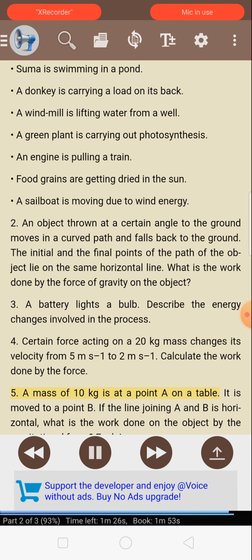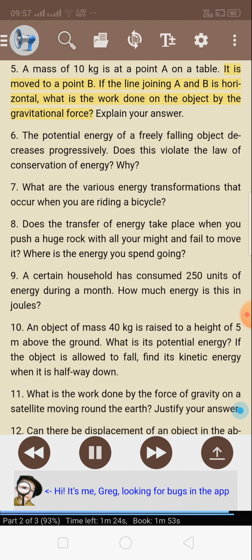5. A mass of 10 kilograms is at a point A on a table. It is moved to a point B. If the line joining A and B is horizontal, what is the work done on the object by the gravitational force? Explain your answer. 6. The potential energy of a freely falling object decreases progressively. Does this violate the law of conservation of energy? Why? 7. What are the various energy transformations that occur when you are riding a bicycle?